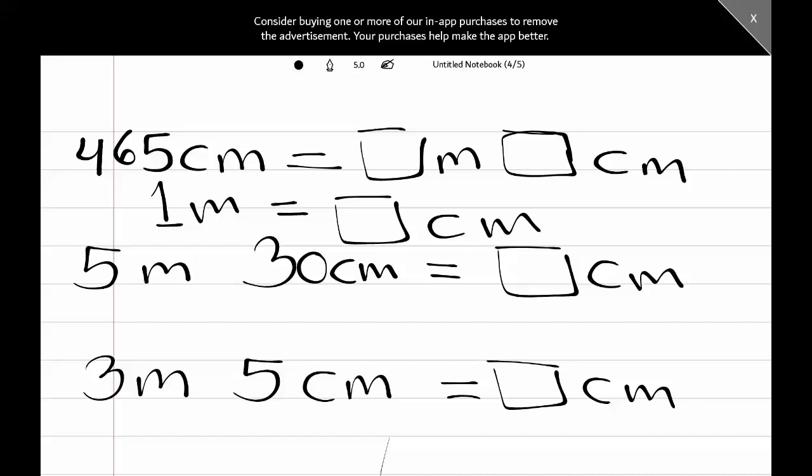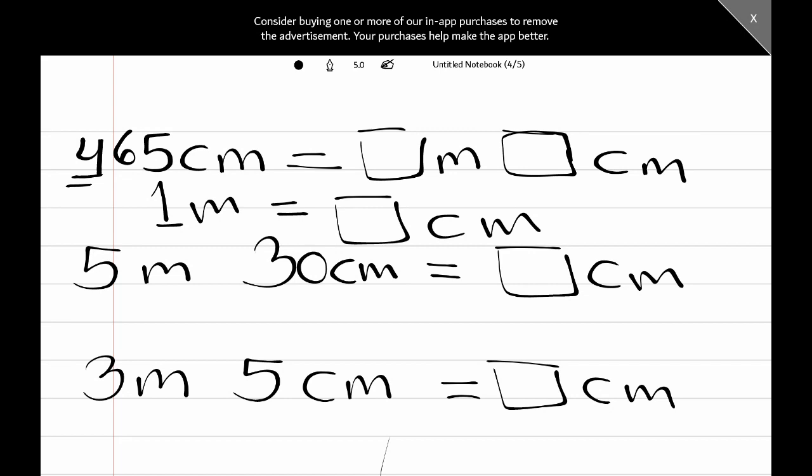Grade 3. So in this lesson we are going to complete lesson 2. In our last session we learned how to convert from centimeters to meters and centimeters. Like in this example we have 465 centimeters, and we said in the hundreds place, since each 1 meter is equal to 100 centimeters, each 100 centimeters is 1 meter.